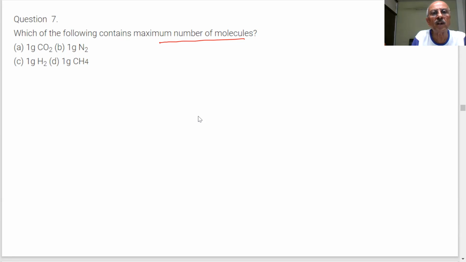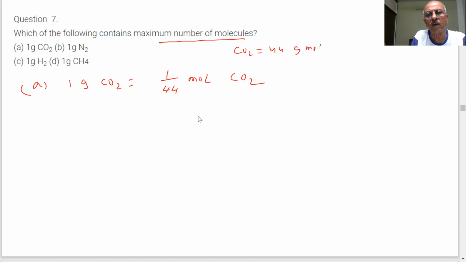How will we solve which of these contain the maximum number of molecules? First, part A. 1 gram of CO2 will mean how many moles? 1 by 44 mole of CO2. Carbon dioxide is 44 gram per mole.